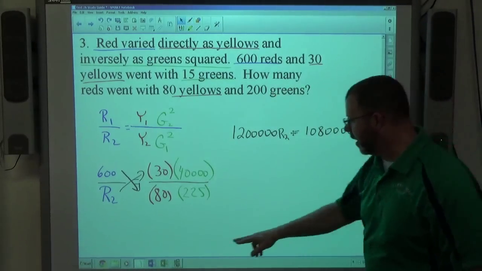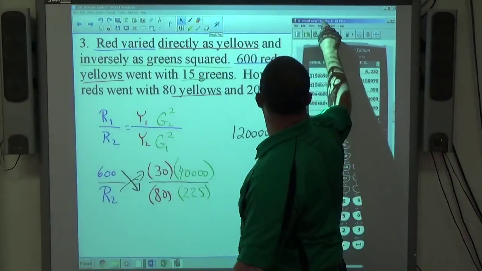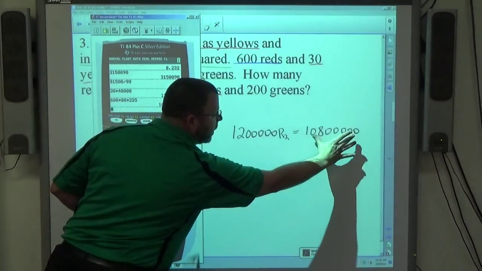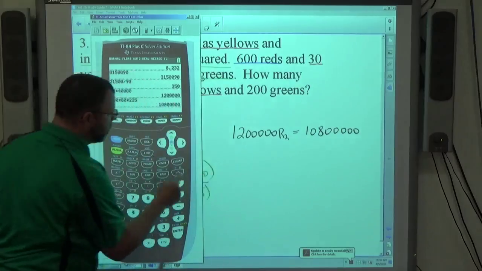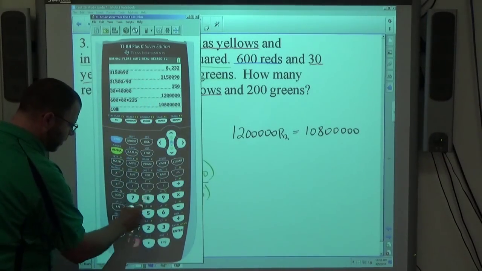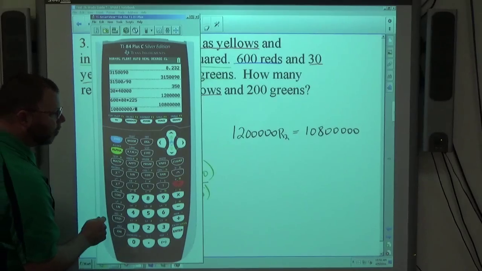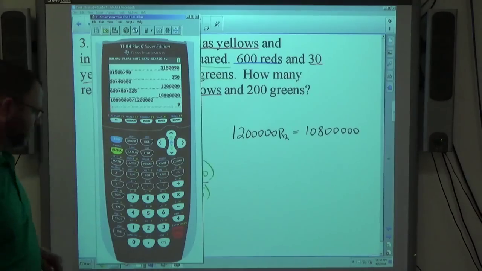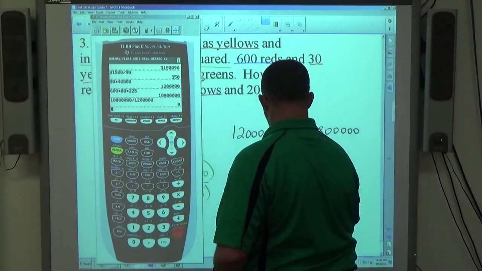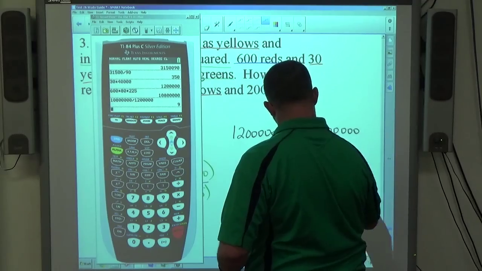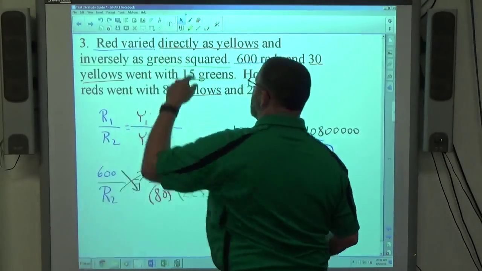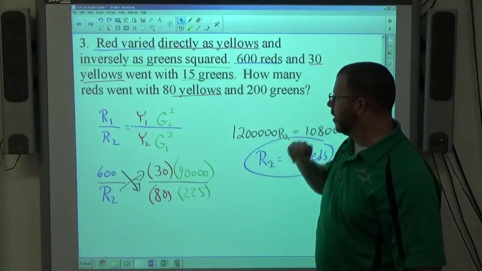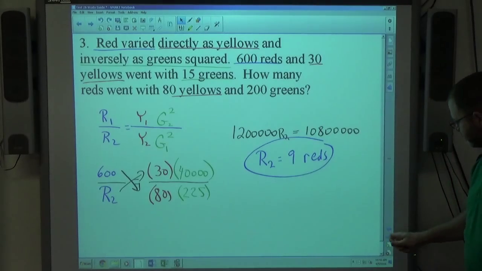So again, just simple cross multiplication. The calculator is doing the calculations for me, so even though they're really large numbers, I'm not having to work that hard to find those numbers. And to get R sub 2, I just have to take the number over here divided by the coefficient. So 10,800,000 divided by 1,200,000 comes out to 9. All right, so expect it to be a similar statement like this, but I'm going to give you probably different numbers to figure out.